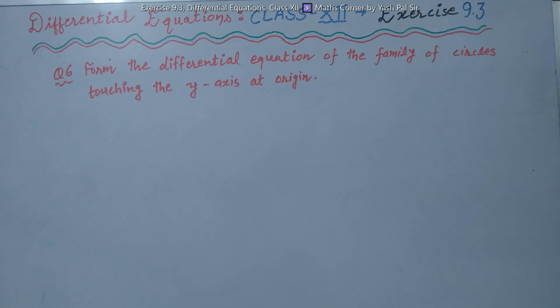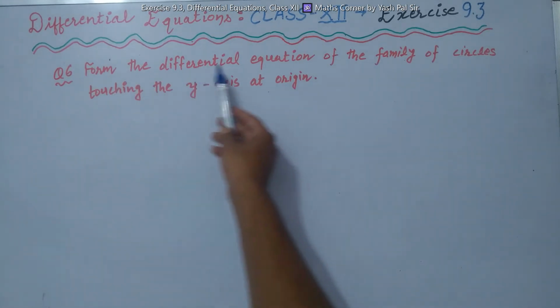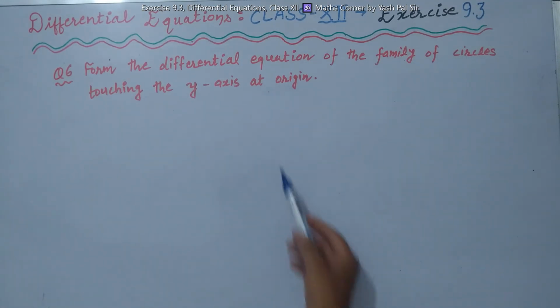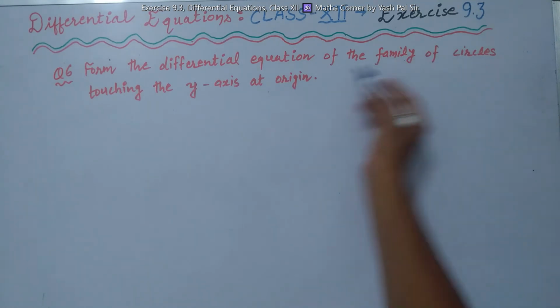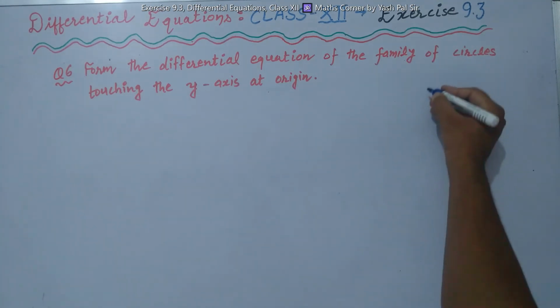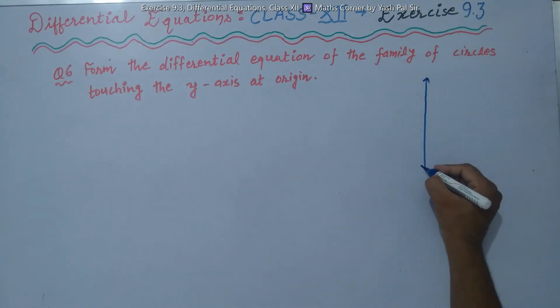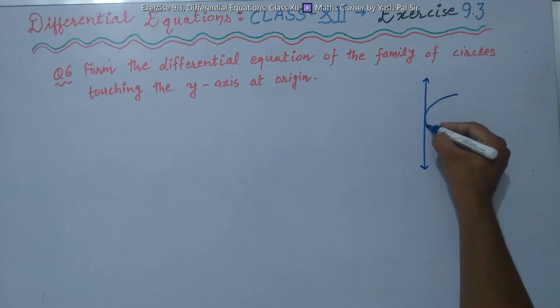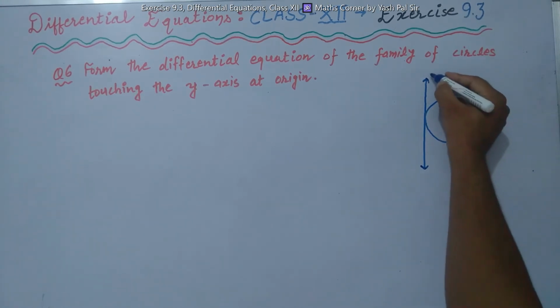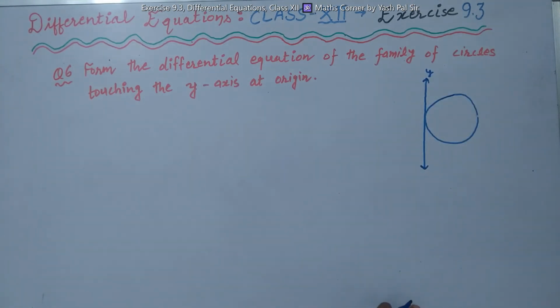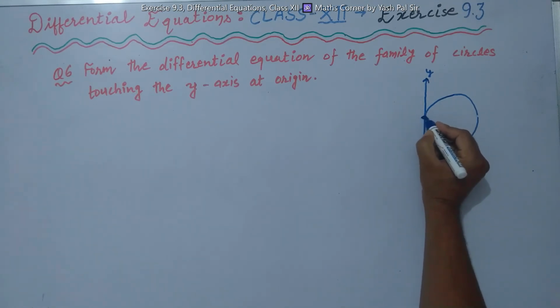Now directly we are coming to question number 6. Form the differential equation of the family of circles touching the y-axis at origin. So first of all, what is the family of circles touching the y-axis? So this way, suppose I have the y-axis, touching the y-axis as well as at the origin, touching the y-axis at the origin.